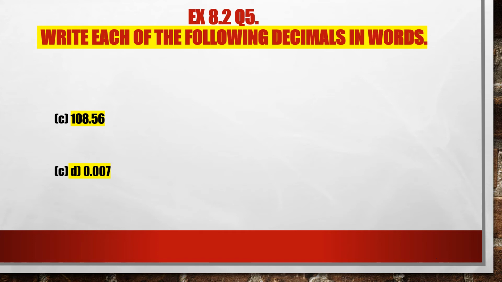So let's start and do a question from NCERT. This is exercise 8.2, question 5, and in this we have to write each of the following decimals in words. So clearly now you know the trick. So let's start writing. We will take 108 as one number and 56 as the other part of it, and then in between, a decimal as a separator. So let's write 108 first.